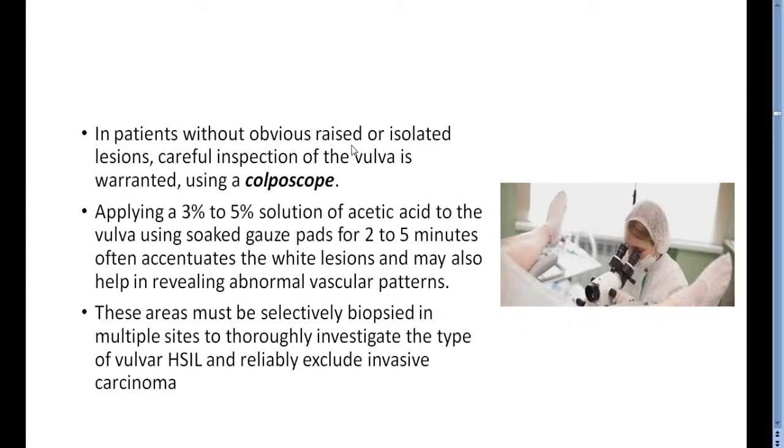Patients without obvious raised or isolated lesions should be carefully inspected by a colposcope, and we'll touch on this instrument later. You need to apply a 3-5% solution of acetic acid to the vulva with gauze for 2-5 minutes, and then you can inspect by colposcope. These areas must be selectively biopsied in multiple sites because we need to know the definite diagnosis, and of course to exclude invasive carcinoma.